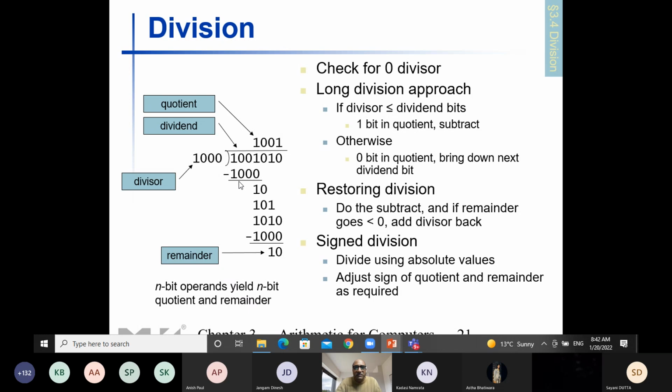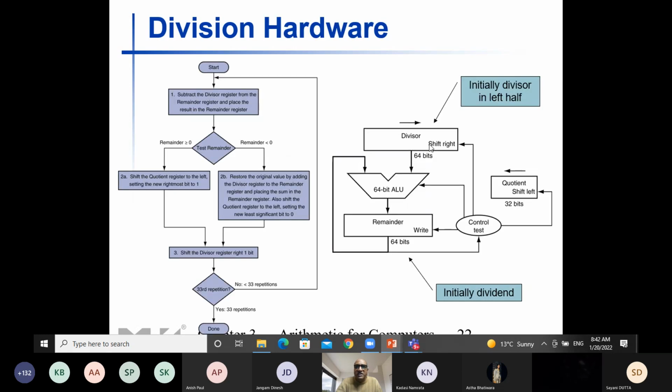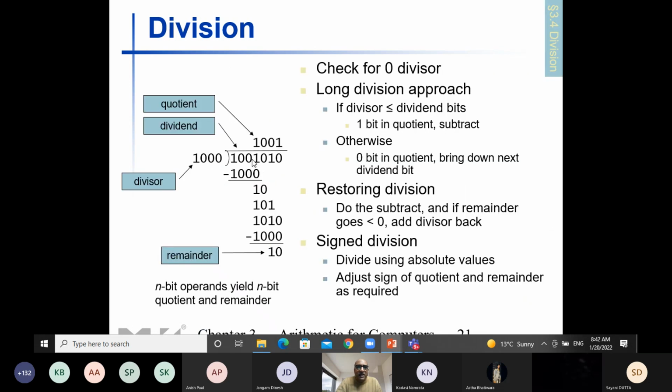So that way each time the divisor is shifting towards the right. Therefore, to accommodate all the shifts of the divisor, we had to place the divisor in the 64-bit register, right? And again, initially the dividend will be placed in the remainder register, because you have a dividend, and then you keep on subtracting the divisor from the dividend, and finally you come to a stage where the dividend has reached the end.